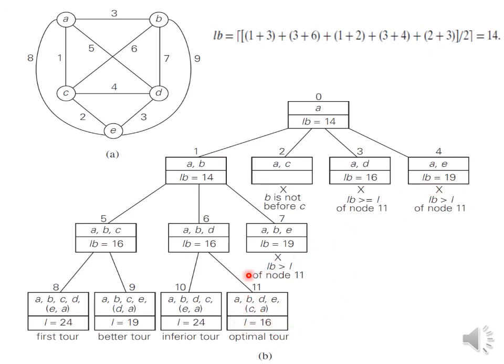So we can conclude that A, B, D, E, C, A is the optimal tour with length 16. So we applied the best first branch and bound method.